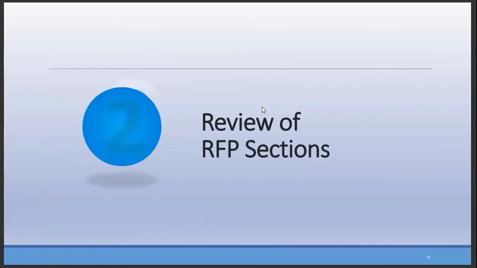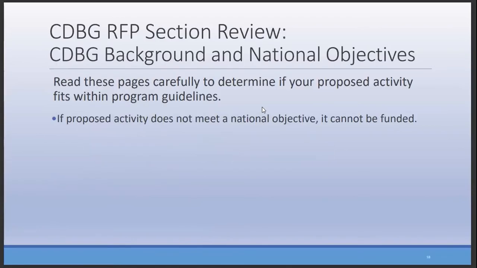Now I will review sections of the RFP. As mentioned before, the biggest mistake to avoid is for your proposed activity to not be eligible or meet a national objective. Review the CDBG background and national objective section to determine if your activity meets a national objective. If your activity does not meet a national objective, it cannot be funded.